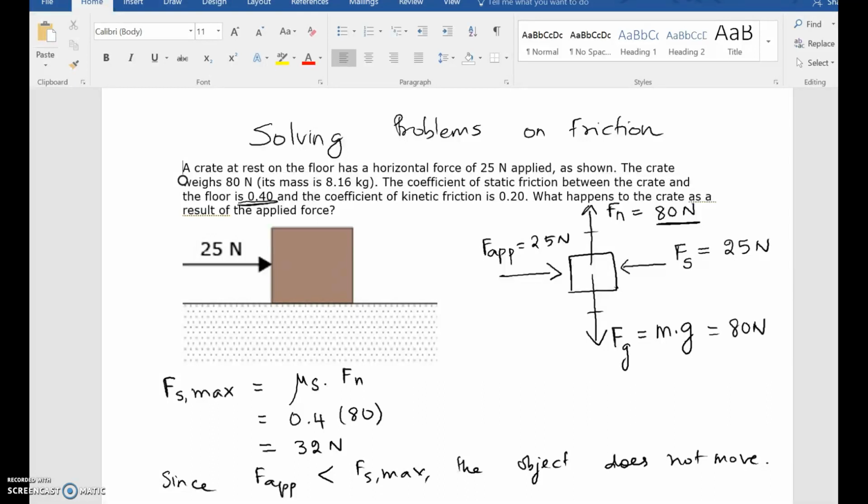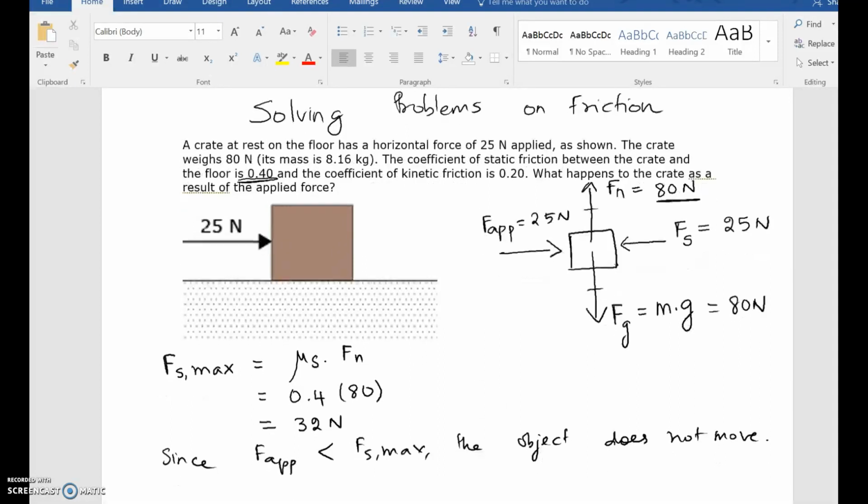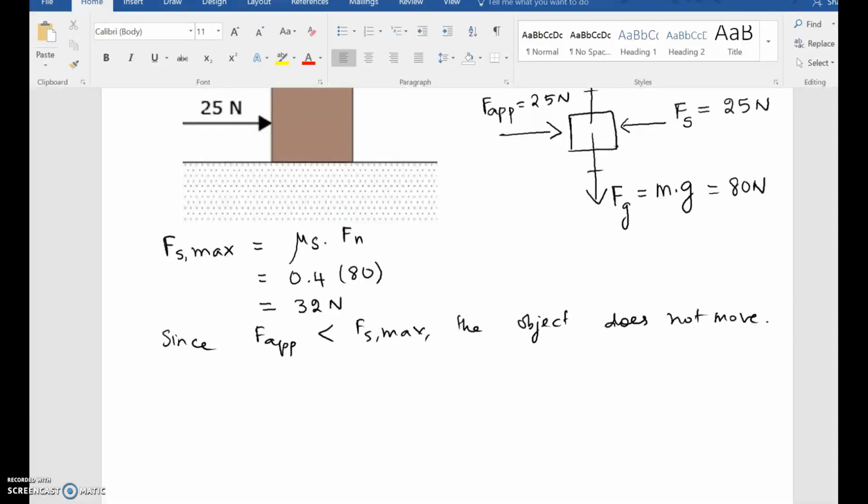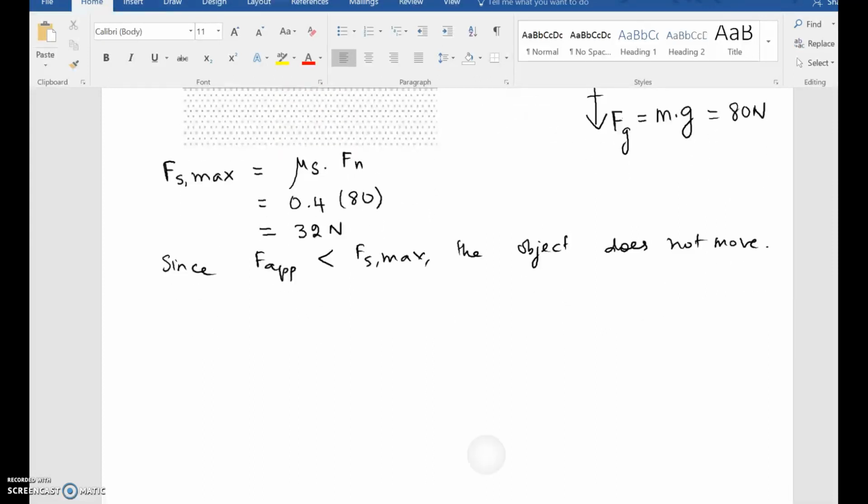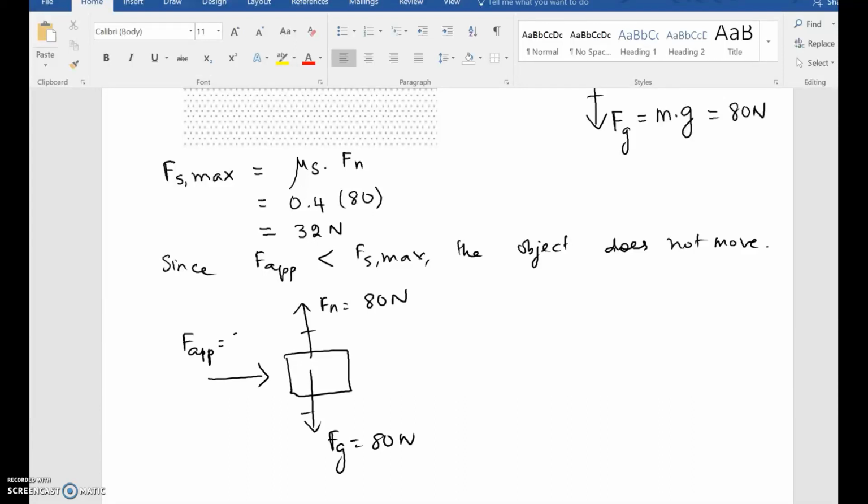Let's take the problem a step further. What if I now apply 32 newtons and get the object to move? Will it move with a constant velocity or will it accelerate? Let's redraw the free body diagram. We have our Fg as 80 newtons and our Fn as 80 newtons as well. And our applied force now is 32. So the object has now started moving.